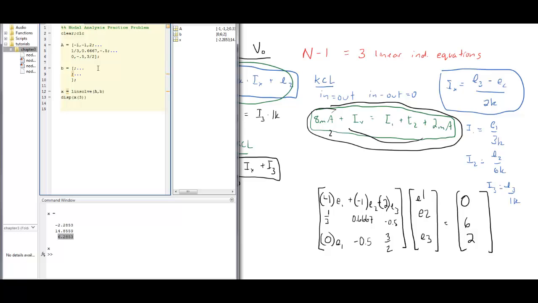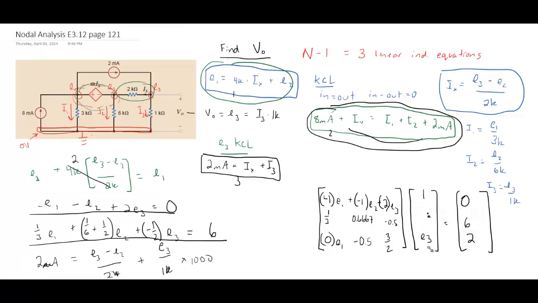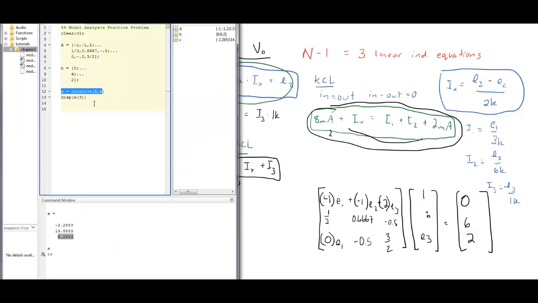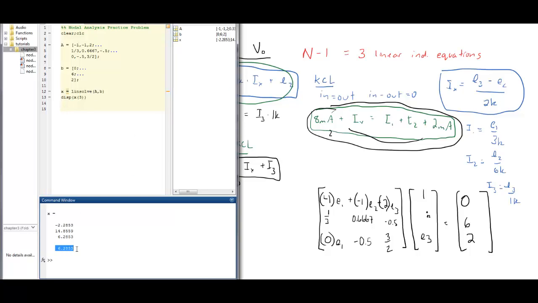Alright, let's fill out our B. 0.62, okay, 0.62. Alright, we go ahead. It's going to solve for our X matrix. It's basically going to find the values here. Alright, so let's do that. Control Enter. Run that. Bam, we see it displays right here.